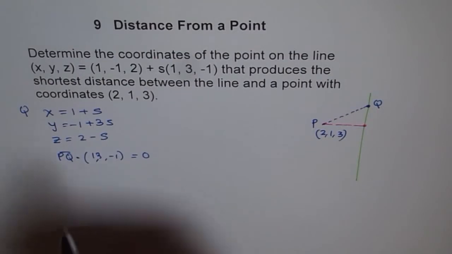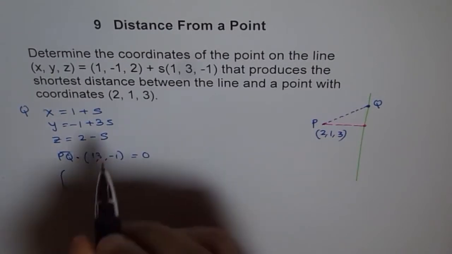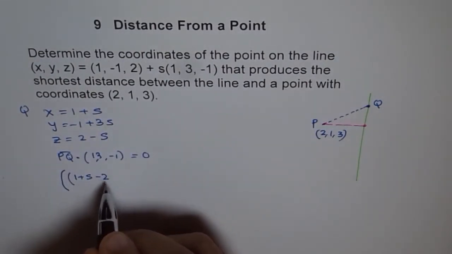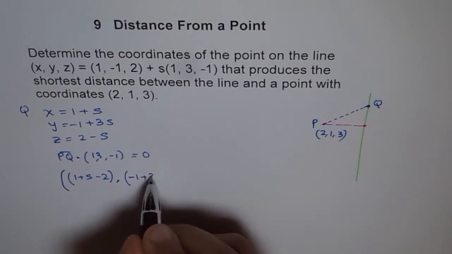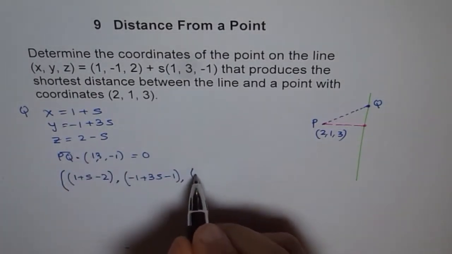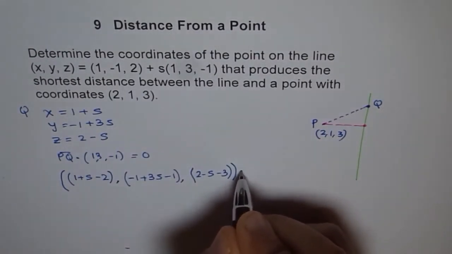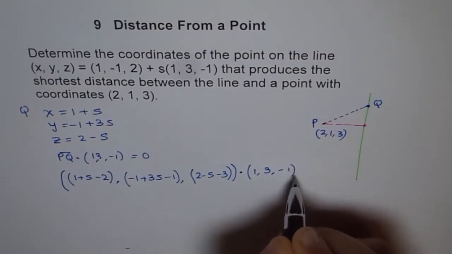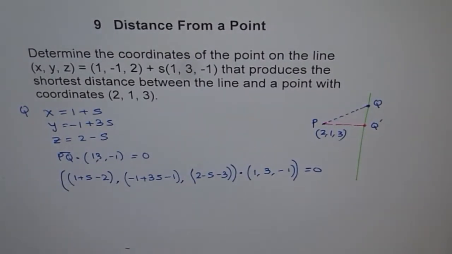So PQ should be this minus P, right? So PQ will be: the x value, 1 + s - 2, the y value will be -1 + 3s - 1, and the z value will be 2 - s - 3. Dot product with the direction vector of the line, which is (1, 3, -1). And this should be 0 to get us this point Q', the one which we want to get.